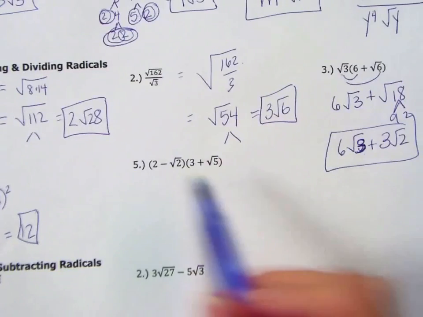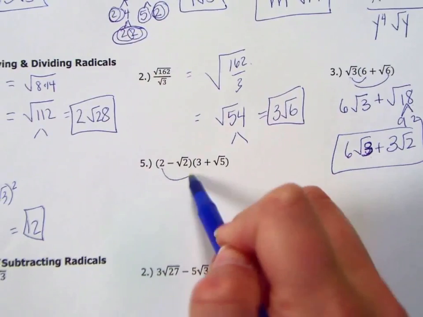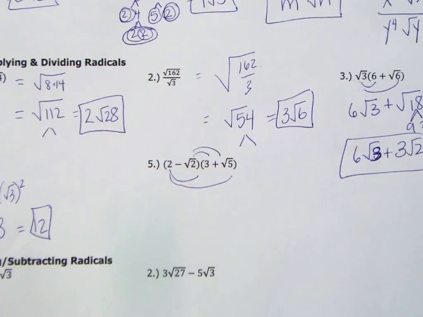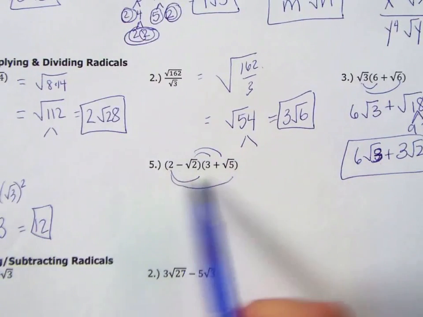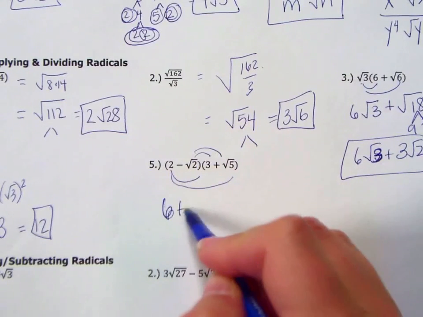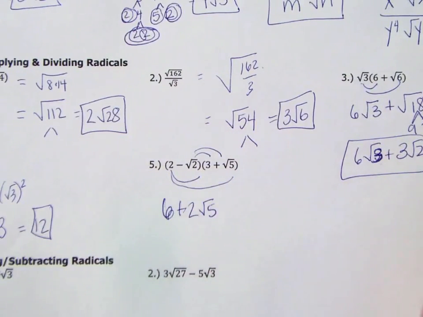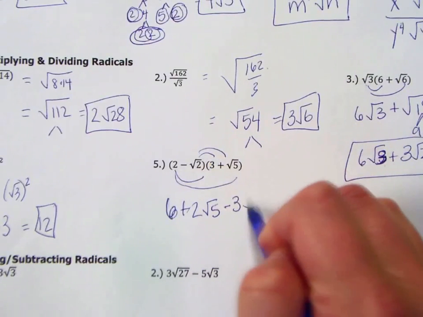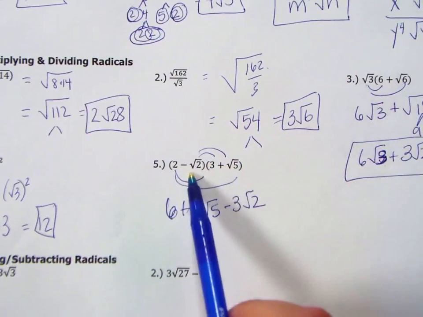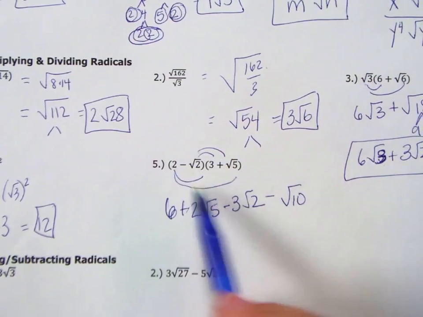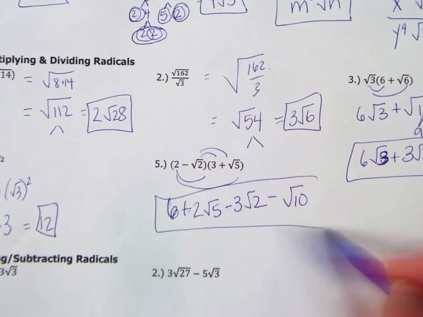Number 5, we have 2 binomials. We have to FOIL. We have to distribute the 2. We have to distribute the radical 2. So let's multiply. 2 times 3 is 6. 2 times radical 5 is 2 radical 5. Negative radical 2 times 3 is negative 3 radical 2. Negative radical 2 times radical 5 is negative radical 10. Anytime they're both under radical, you can multiply them.